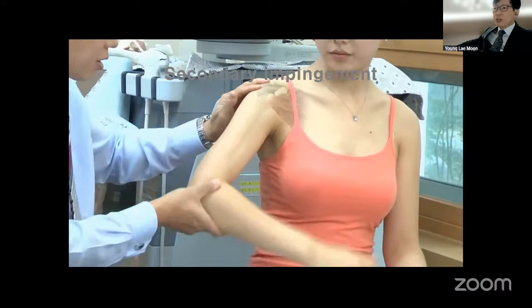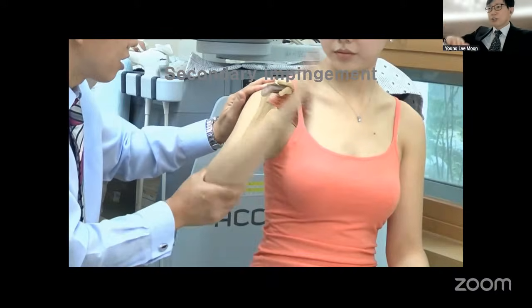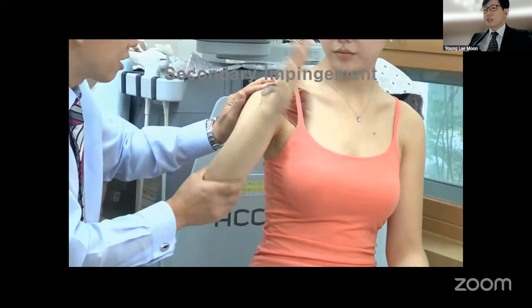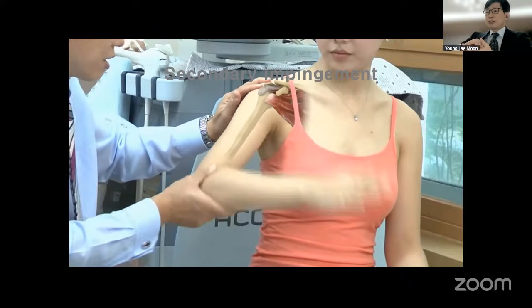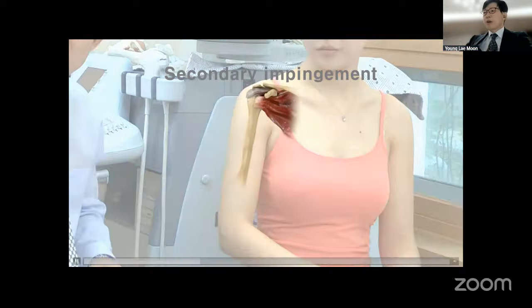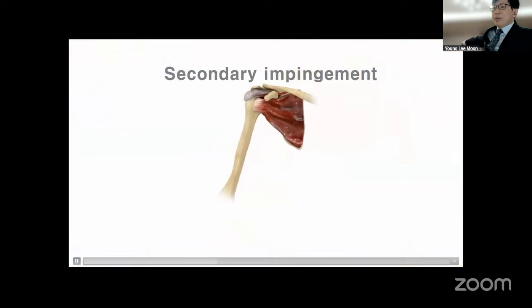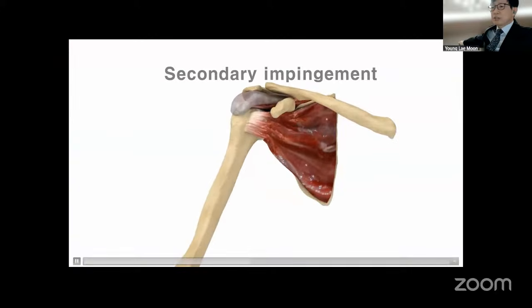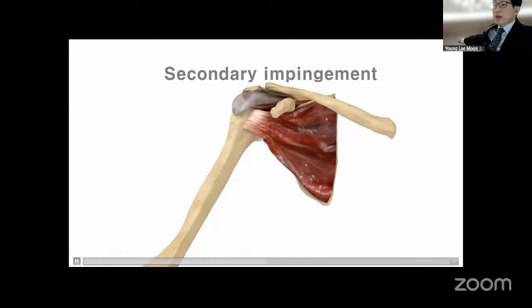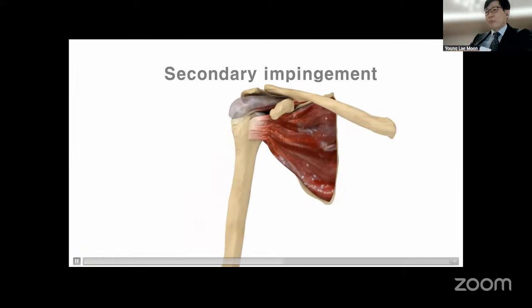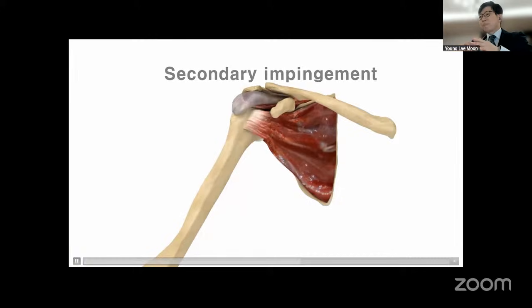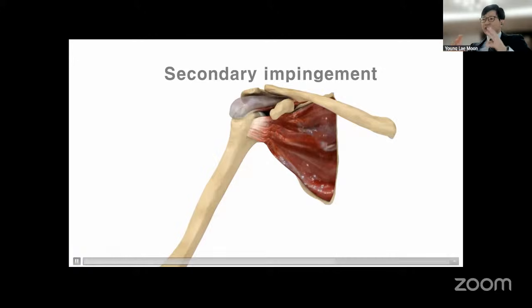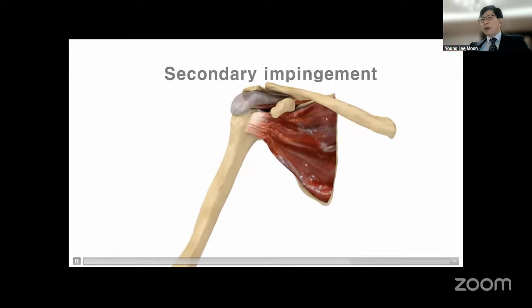This demonstration shows secondary impingement, where rotator cuff weakness causes superior migration of the humeral head. The compromised dynamic stability allows the greater tuberosity to impinge against the acromion, compress the bursa, and cause inflammation and pain. This differs from primary impingement, as it results from muscle dysfunction rather than anatomical narrowing.